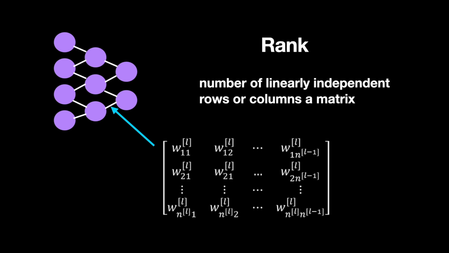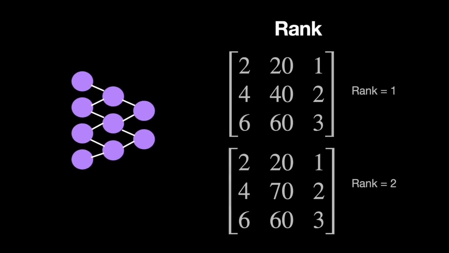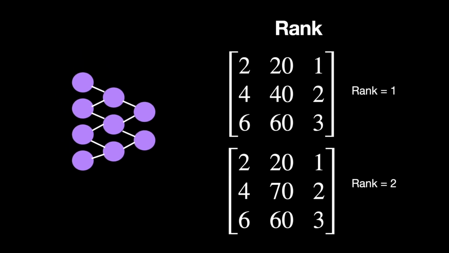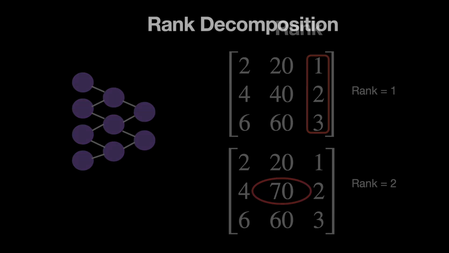To understand it, let's take a simple 3x3 matrix. The rank of this simple 3x3 matrix at the top is 1. Why? Because the first and the second columns are redundant as they are just multiples of the third column. In other words, the two columns are linearly dependent and don't bring any meaningful information. Now, if we simply change one of the values to say 70, the rank becomes 2, as we now have two linearly independent columns.